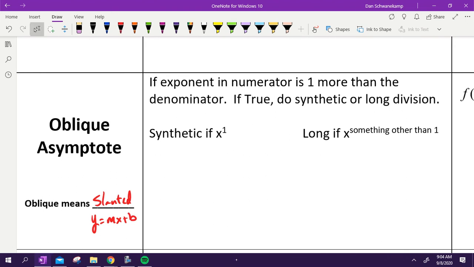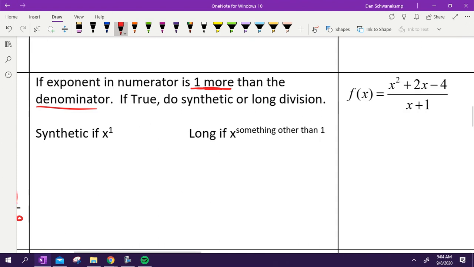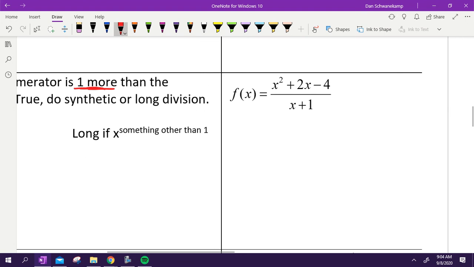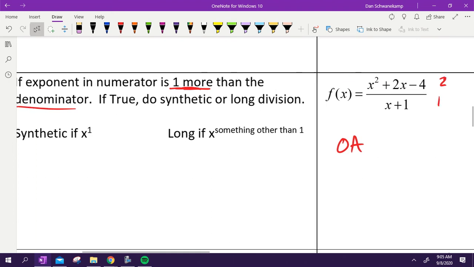If the degree in your numerator is 1 more than the denominator, then you have an oblique asymptote. Okay? So looking at this example, x squared plus 2x minus 4 all over x plus 1. What's the degree on top? 2. What's the degree on bottom? 1. It is 1 greater on top than bottom. Then I'm going to have an oblique asymptote.